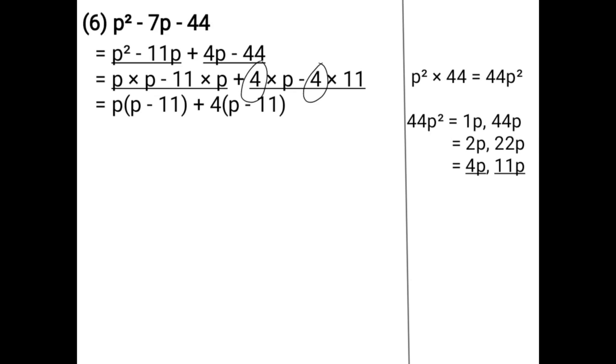Bracket p minus 11 is repeating, so next step you have to write p minus 11 one time, that is equal to p minus 11. Outside the bracket of p minus 11 is p plus 4, that you have to write in second bracket, that is p plus 4 in second bracket.